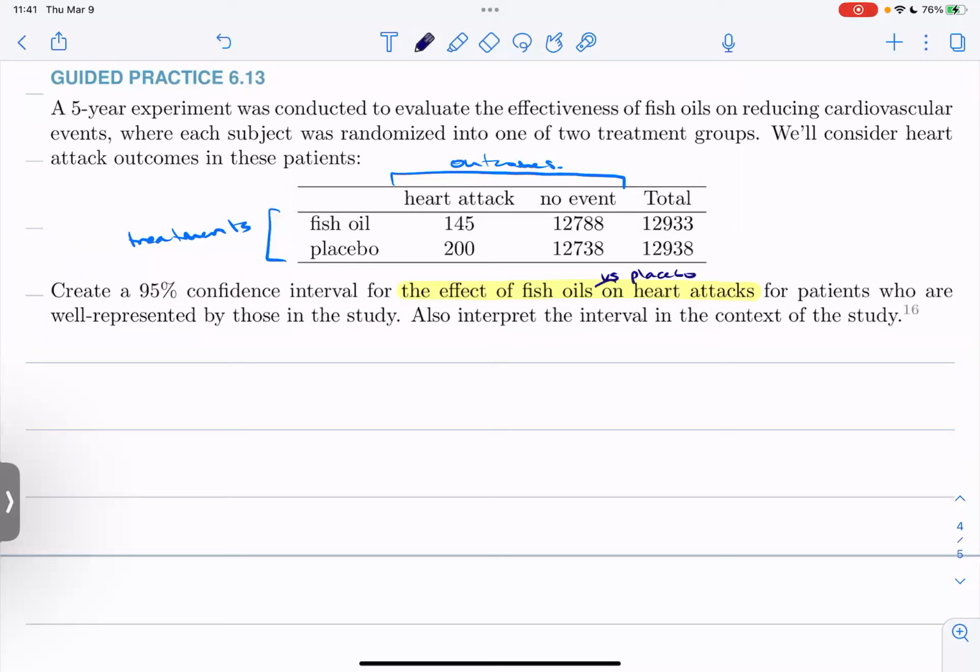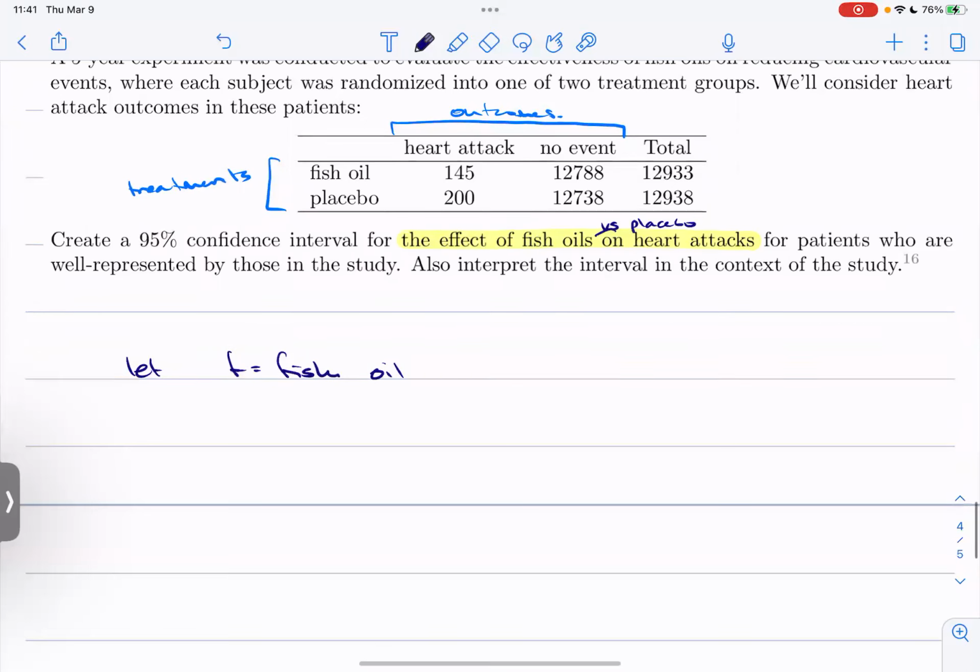All right, so I'm going to let F be the fish oil group and P be the placebo group. Because I'm going to use question-specific subscripts, which I encourage you to do, because otherwise it makes it hard to read.